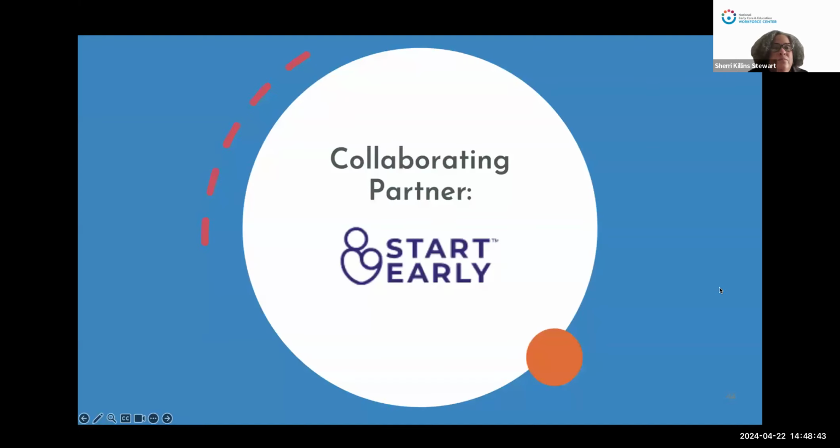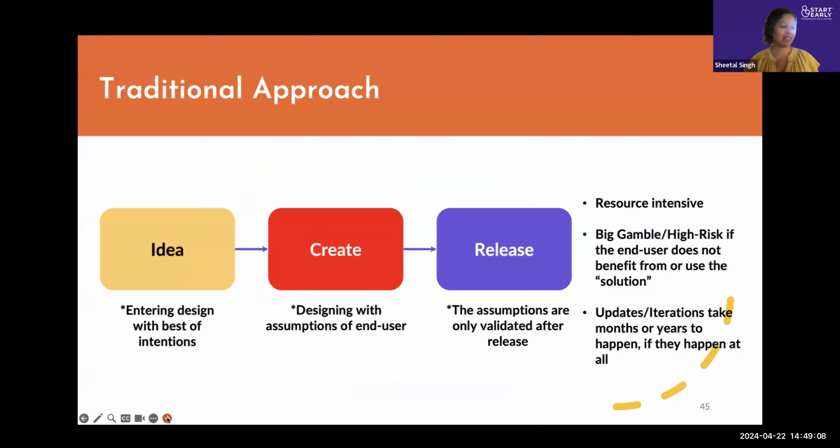Thank you so much, Sherry and Bibi, for that amazing presentation of your work in DC. I am going to start. My name is Sheetal Singh. I'm with Start Early. I run the in-house innovation lab at Start Early called the Early Learning Lab. And I'm here to present on another framework for thinking about how we do this work together. And you can forward to the next slide, please.